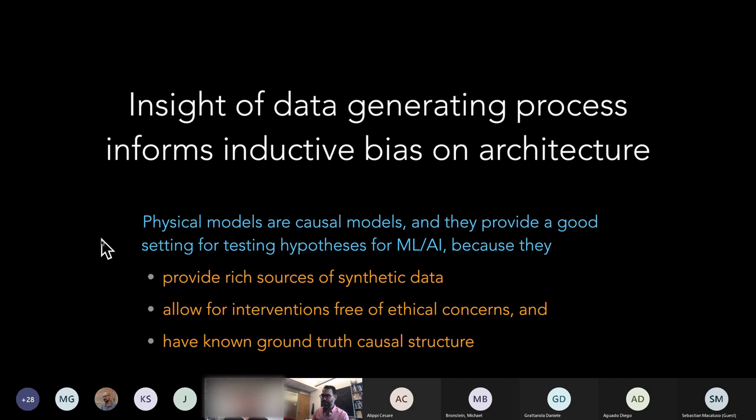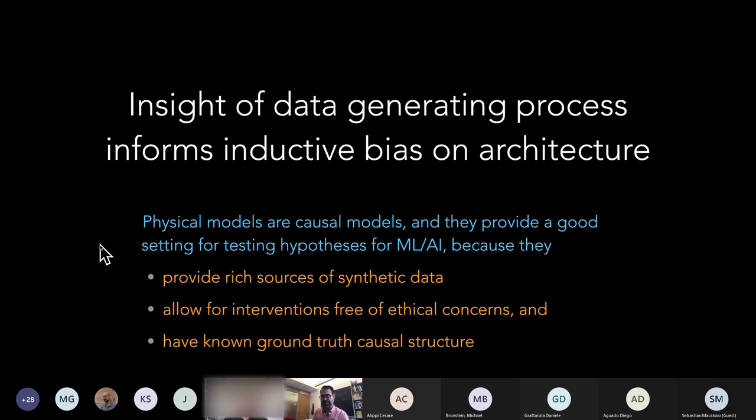When you have a physical model, especially a mechanistic model, it's not just a generative model for the data, it's a causal model. You know a lot about cause and effect relationships, and that mechanism is very important. The nice thing about working with these kinds of physical models is that when you have simulators, you can use them to provide a lot of synthetic data. You can produce basically as much training data as you want. And because they're simulators, you can even go in there and intervene.